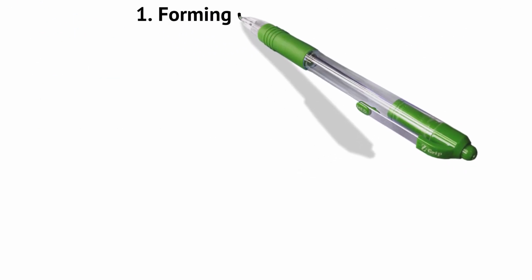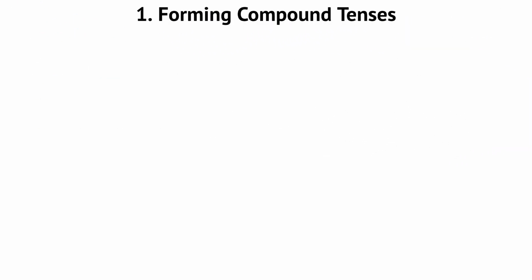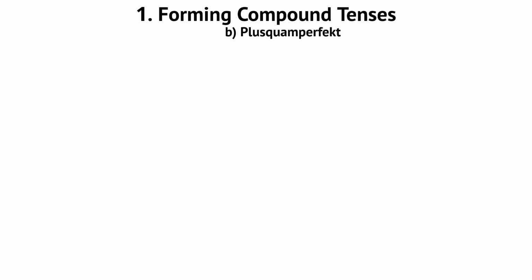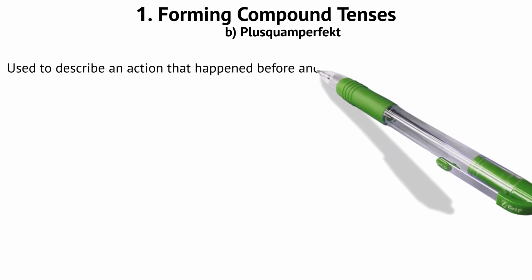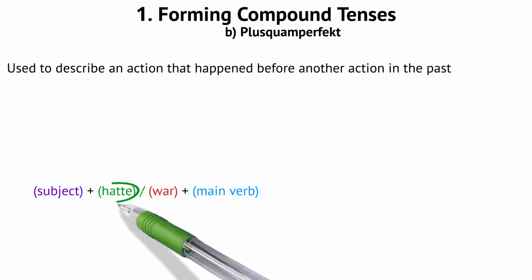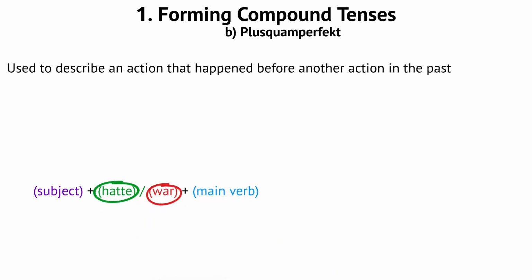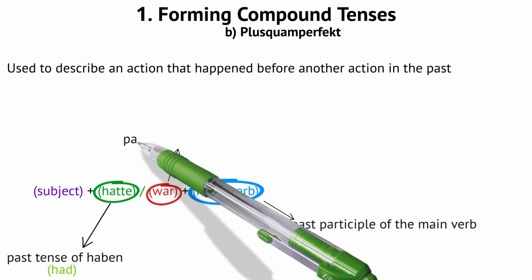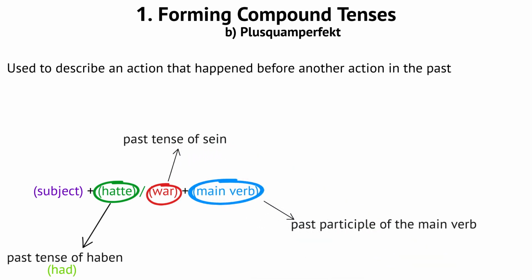The second compound tense is the Plusquamperfekt. We look at how auxiliary verbs assist in forming the Plusquamperfekt tense and analyze practical examples. The Plusquamperfekt is used to describe an action that happened before another action in the past. It's formed with the past tense of haben or sein and the past participle of the main verb. The past tense of haben is hatte, which translates to had. The past tense of sein is war, which translates to was.